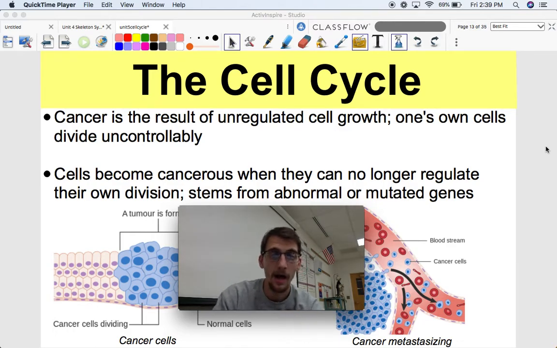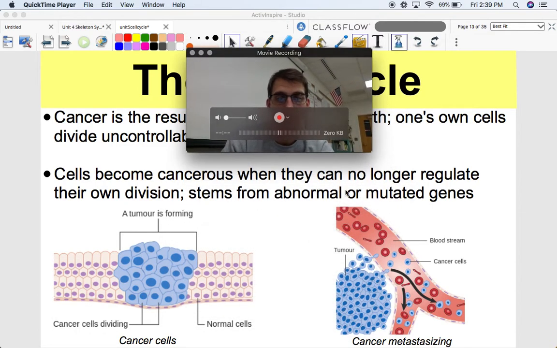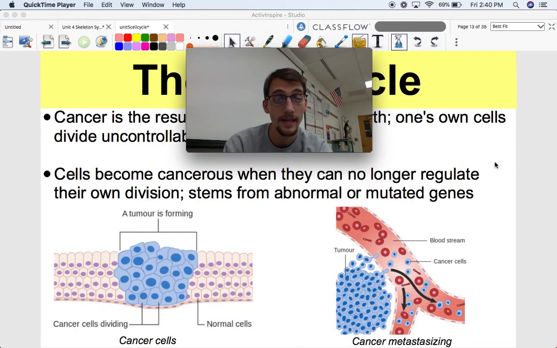This is some artist depiction of what cancer looks like. Some cells are abnormal, or they just forego all the regulations of the cell cycle. They just keep dividing and dividing and dividing, and that's when they form what's called a tumor.